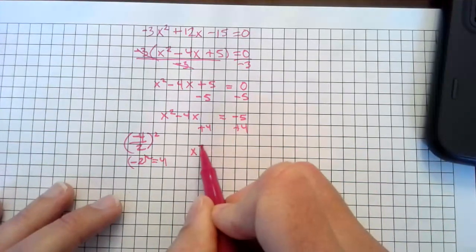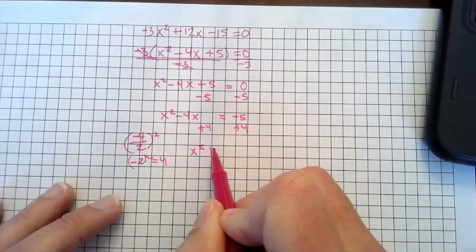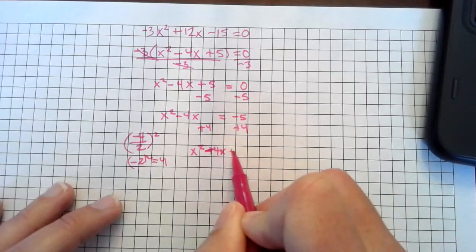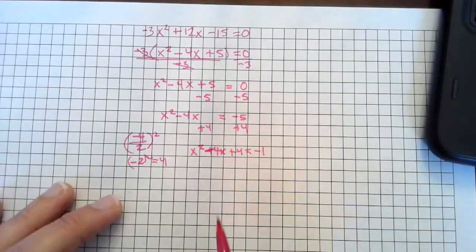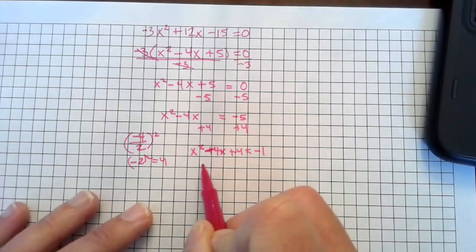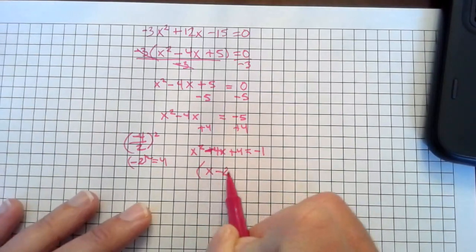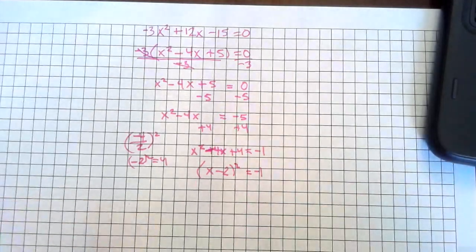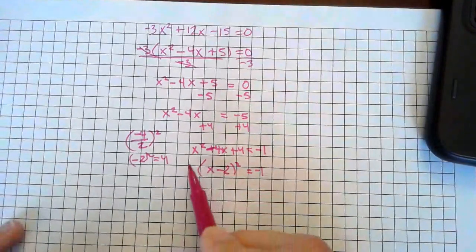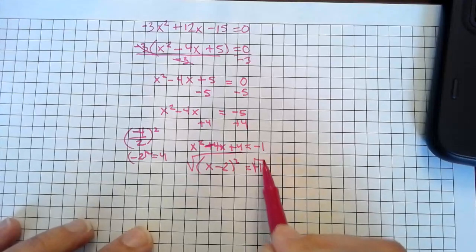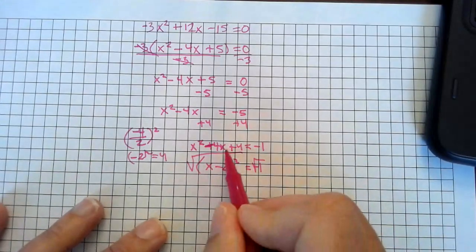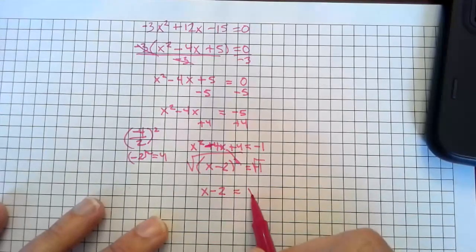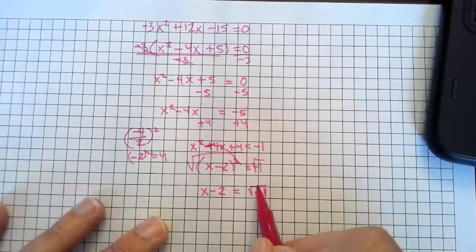So I have x squared minus 4x, that's a minus 4x, plus 4 equals negative 1. This factors to x minus 2 squared equals negative 1. I'll now take the square root of both sides. They cancel out, and I'm left with x minus 2 equals the square root of negative 1.